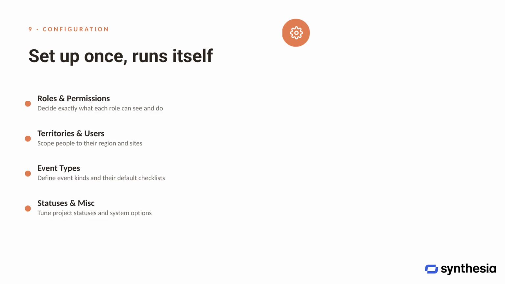Configuration is the admin's home base, usually set up once and then left alone. Here you define roles and their permissions, deciding to the button level what each role can see and do. You scope users to their territories and sites so people only work their own patch. You define event types and the default checklist that comes with each one, the very lists your team ticks off in the journal. And you tune project statuses and other system-wide options.